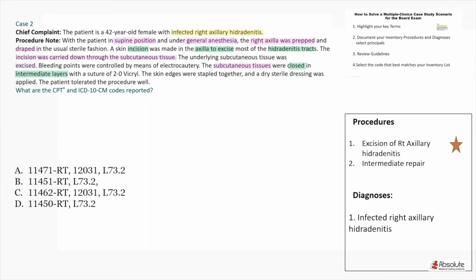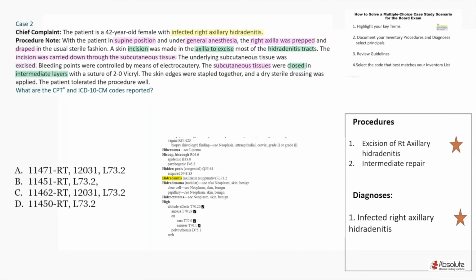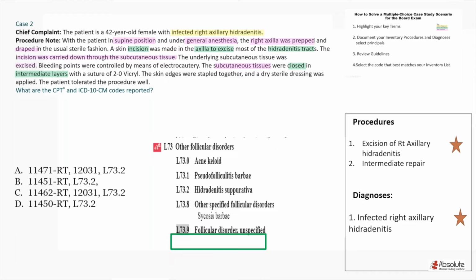So our principal procedure will be excision of right axillary hidradenitis, and the principal diagnosis will be infected right axillary hidradenitis. To pick up the ICD, we'll go to the index and search for hidradenitis. You can see highlighted in yellow, it leads us to L73.2. And L73.2, here we go, hidradenitis suppurativa. That's how we picked up the ICD.